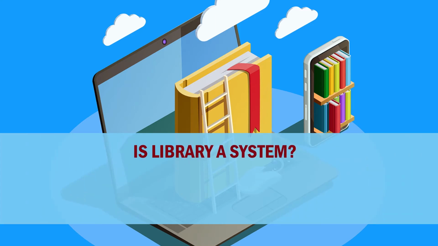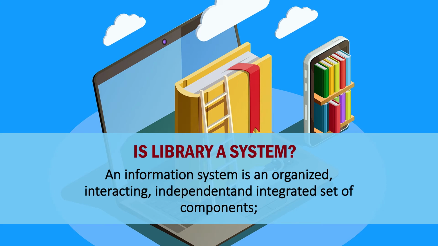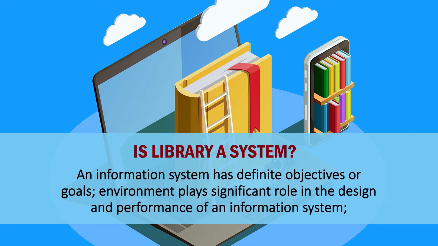Definitely, a library is a part of an information system. It's a kind of information system. The role is to organize resources, interact with the user, and a different kind of independent and integrated set of components of a library is actually working towards it. So an information system has definite objectives and goals, and basically these are the goals set by the parent organization.